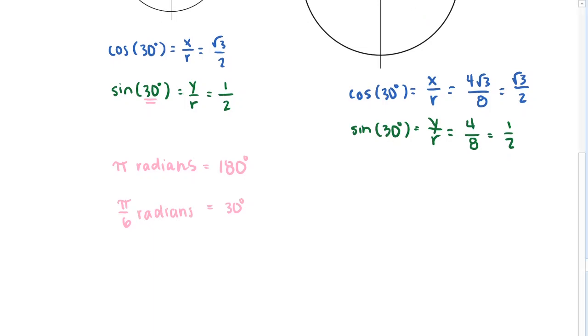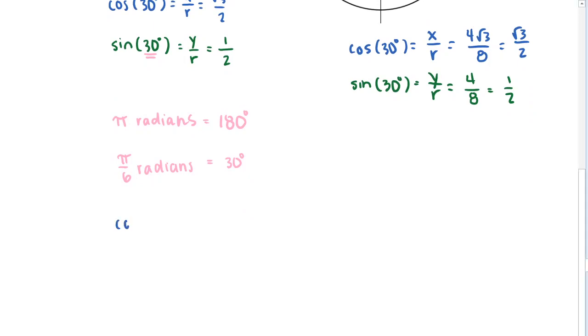So the analogous statement we can make in radians is that cosine of pi over 6 is equal to the square root of 3 over 2. And sine of pi over 6, right? Sine of 30 degrees is equal to 1/2.